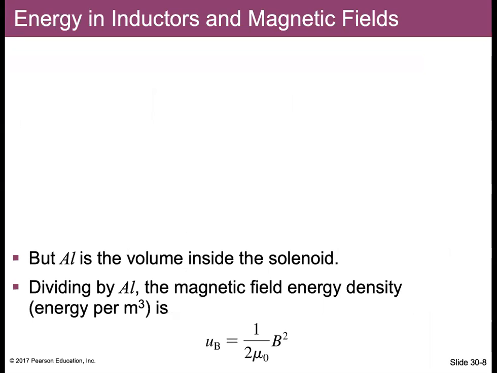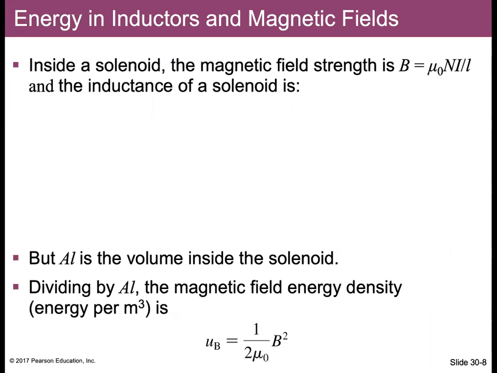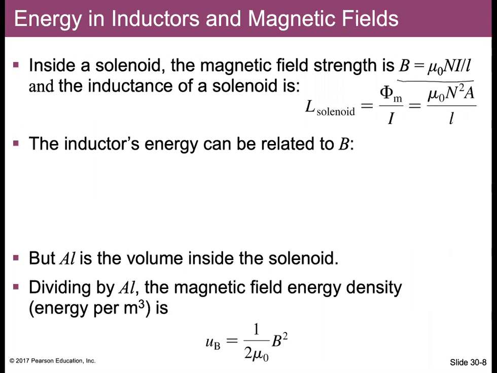So now let's look at the energy inside the solenoid. We know that the magnetic field strength inside a solenoid is B equals mu naught N I over l. We saw that, and we used that and we found that the inductance of a solenoid is mu naught N squared A over l. So now the inductor's energy can also be related to its magnetic field strength B. And so we start by taking that expression we saw before for the energy. So U_L is equal to 1/2 L I squared.